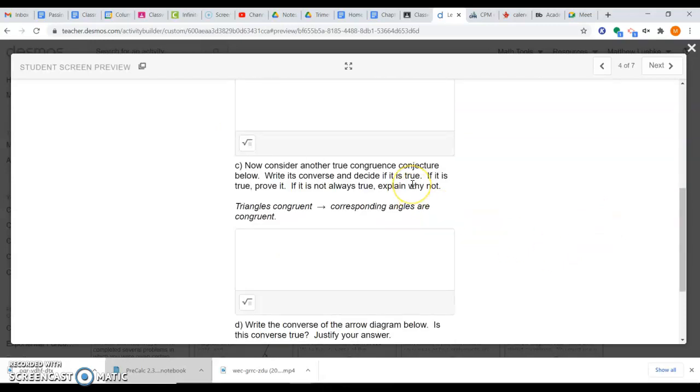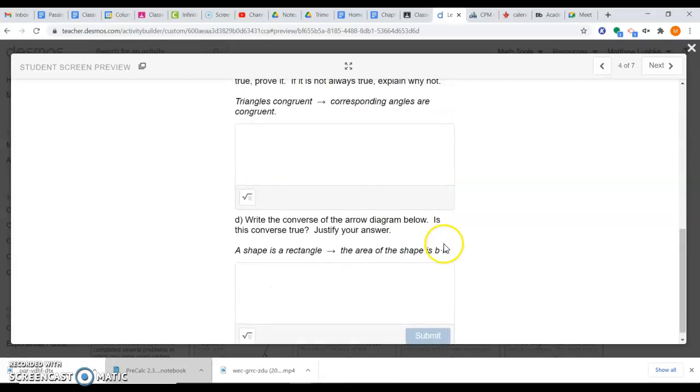Now consider another true congruence conjecture below. Write its converse and decide if it's true. If it's true, prove it. If it's not always true, then explain why not. So it says, if triangles are congruent, then corresponding angles are congruent. So we want to write the converse of that and say, is it true? If it is, explain the proof behind it. And if it's not, explain why not.